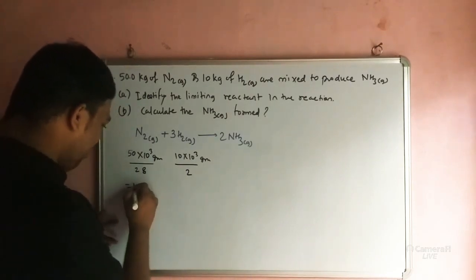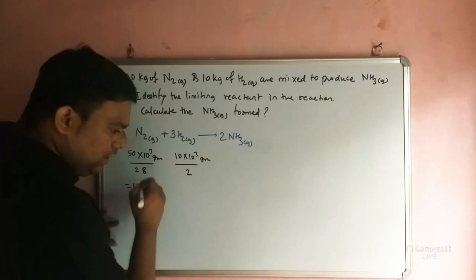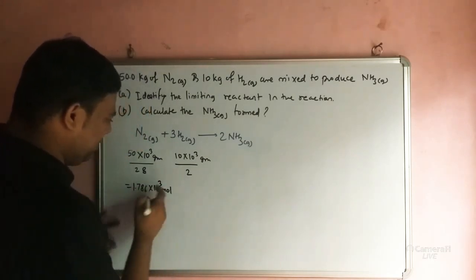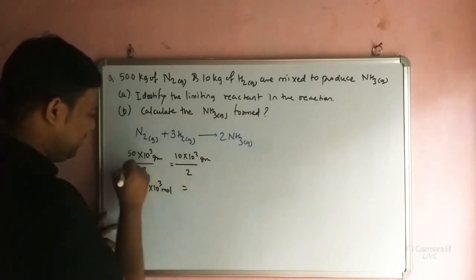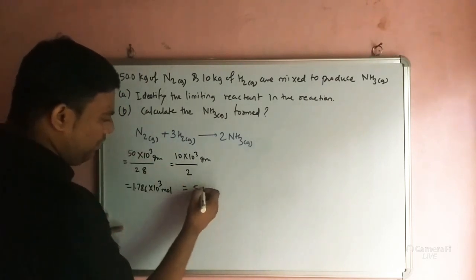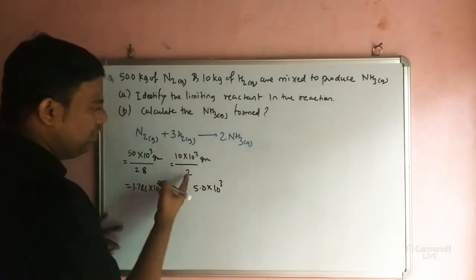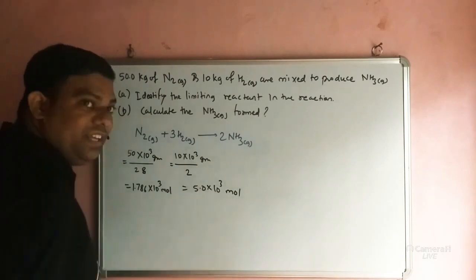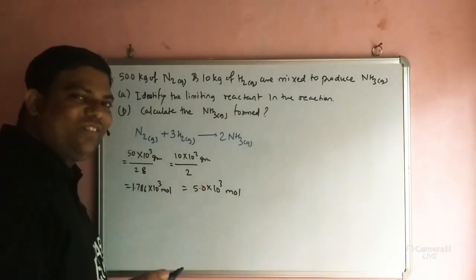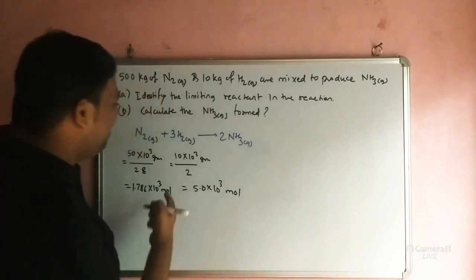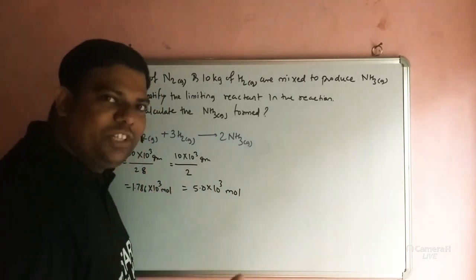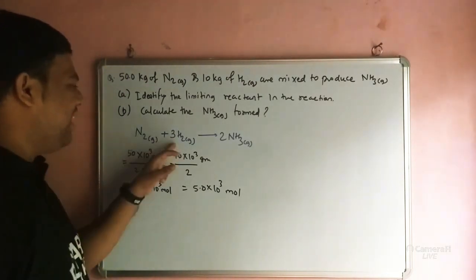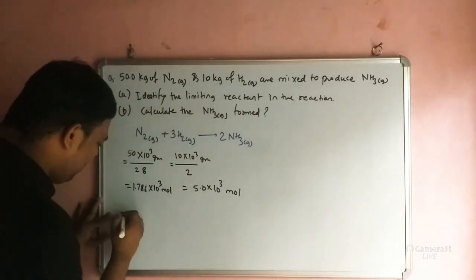So here you will get the answer: near about 1.786 into 10 raised to 3 moles for N2, and for H2 the answer is 5.0 into 10 raised to 3 moles. Then we have to do one more step: identify the limiting reactant by dividing by the stoichiometric coefficient. As you know, the stoichiometric coefficients are 1 here and 3 here, so we will do that also.